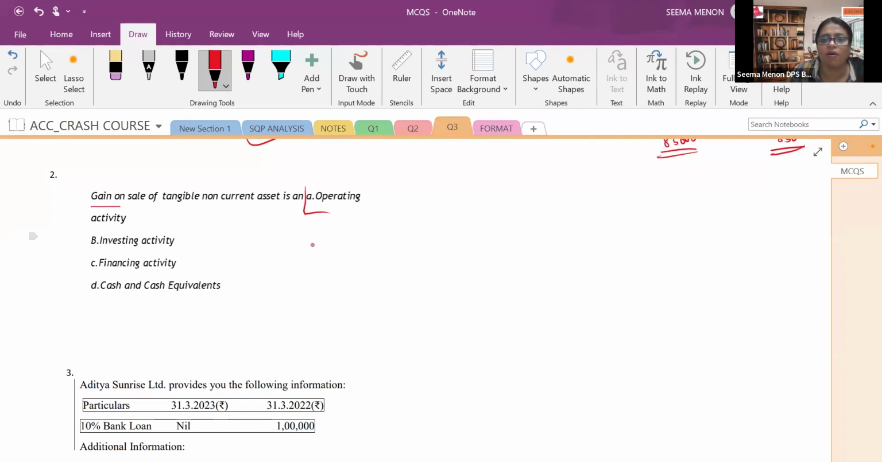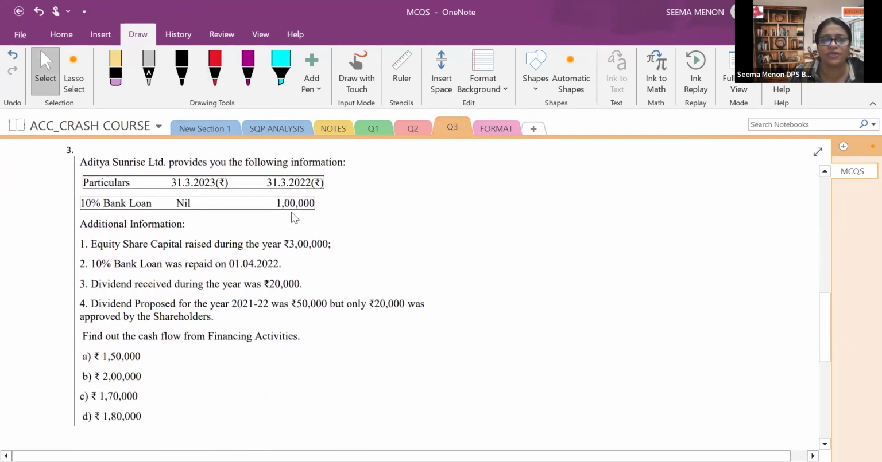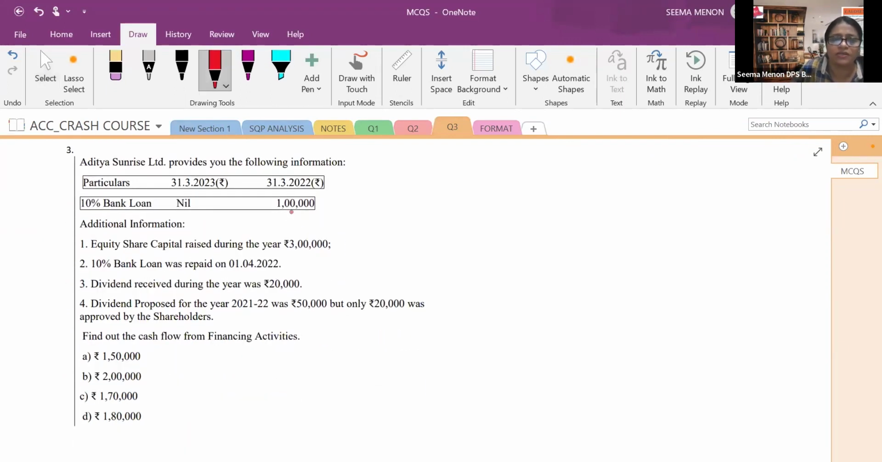So sale on asset will always be investing activity, but the gain will be considered as an operating activity because already gain is debited to profit and loss. But here we will consider it as purely an investing activity because the gain we are getting is from the sale of fixed asset. Now here it is the third question.